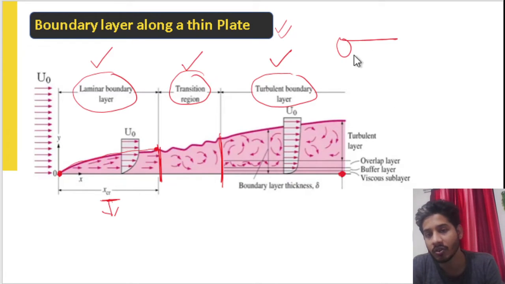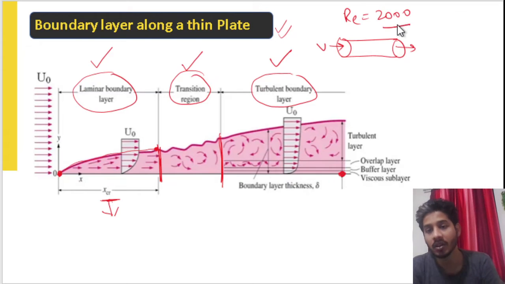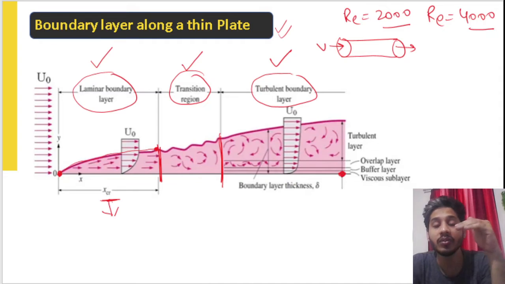You can see this was the pipe flow, and the fluid is flowing with velocity v, and it exits at some velocity. So basically, in a pipe, the Reynolds number was 2000 for laminar flow, but for turbulent flow, it was 4000. So how did we come to know whether it is a laminar flow or turbulent flow? On the basis of Reynolds number.